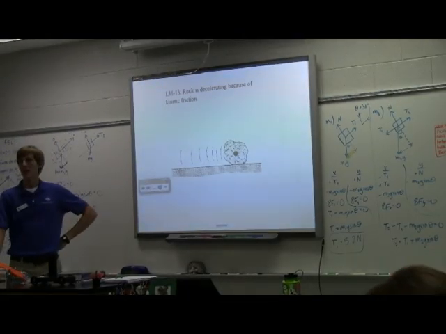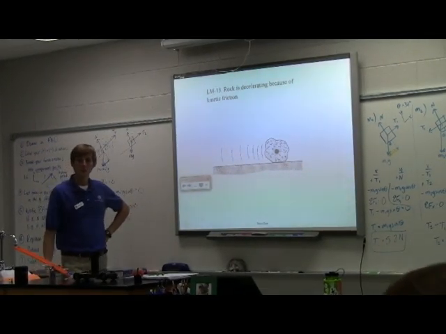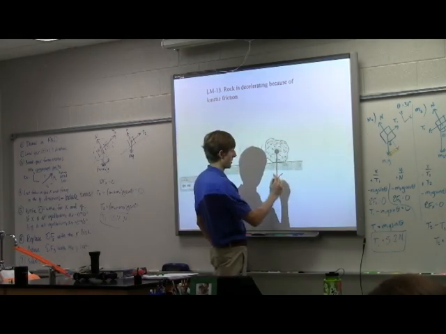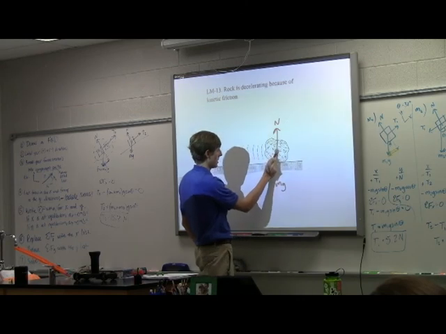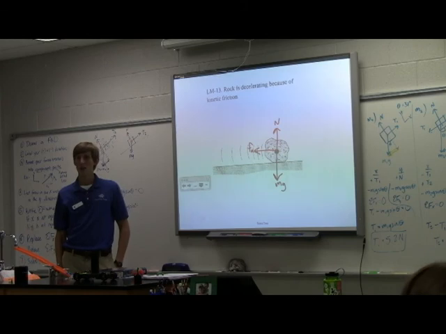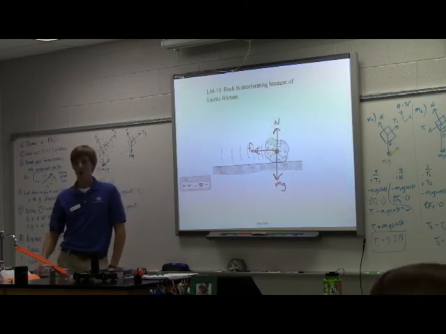Rock is decelerating because of kinetic friction. Arnold. There's an mg going down. There's a normal force going up, and there's friction to the left. Why to the left? Because it says it's decelerating, so I don't know. That's a good way of saying it. Good. I like that explanation.